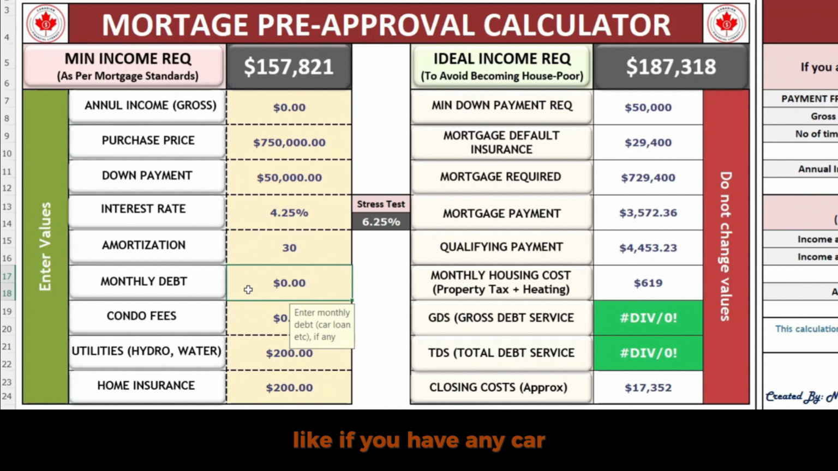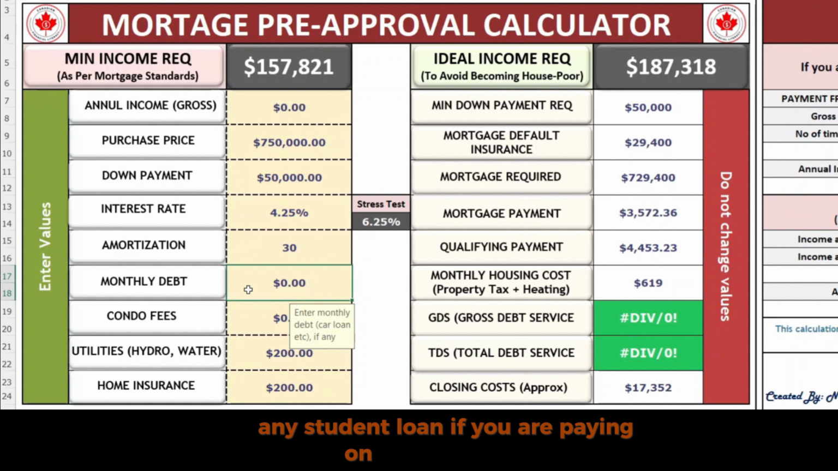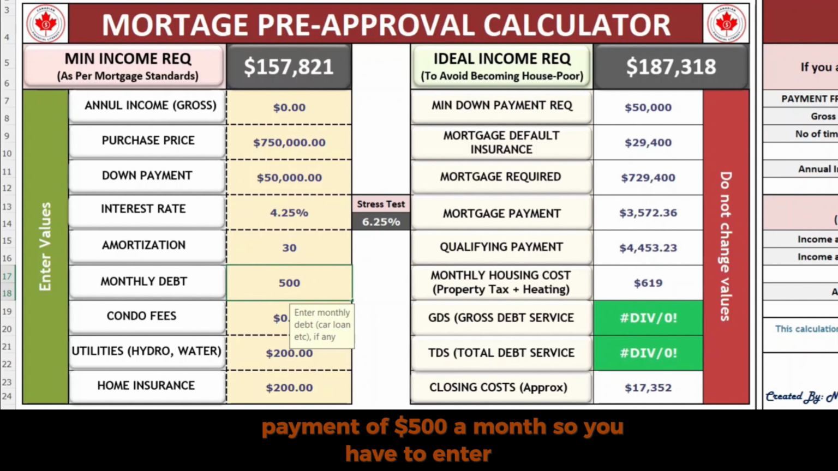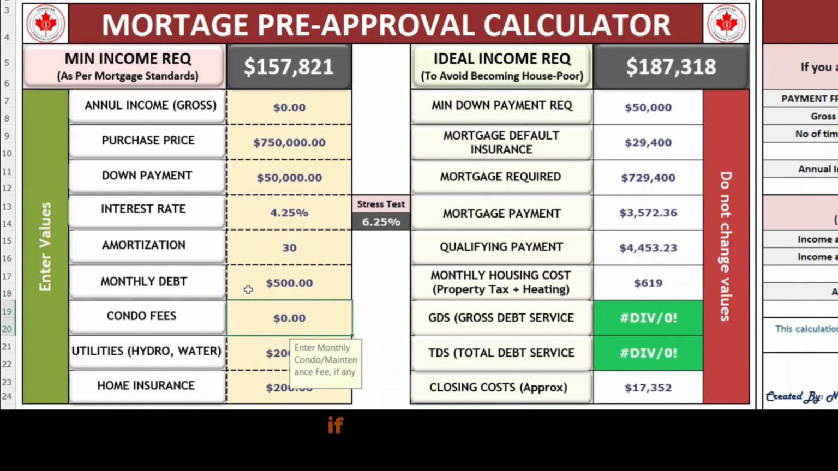If you have any car loan or student loan that you are paying monthly, you have to enter an amount. Let's suppose you have a car loan payment of $500 a month, so you enter it here. If you are buying a condominium, it comes with maintenance and a condo fee, so you have to enter any condo fee you will be paying when buying a home. Banks consider only 50% of this condo fee for qualifying you for a home.